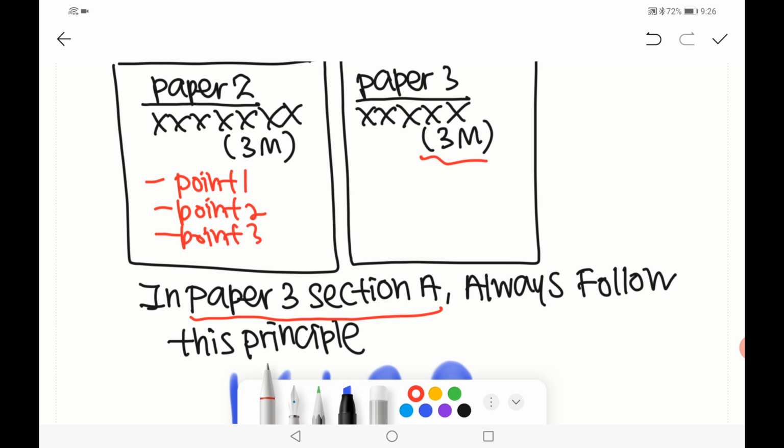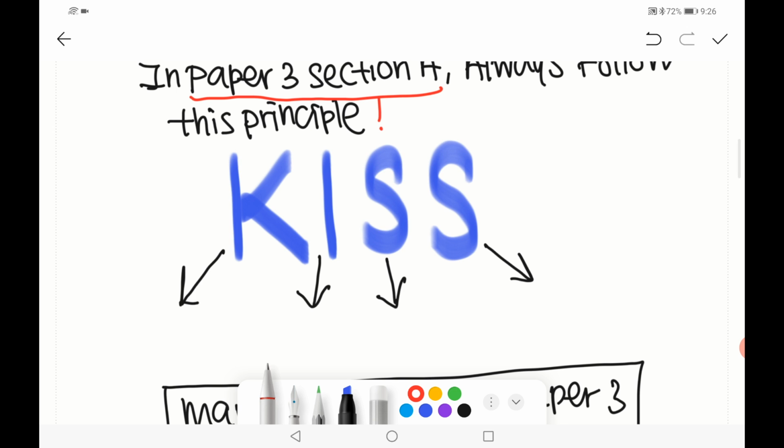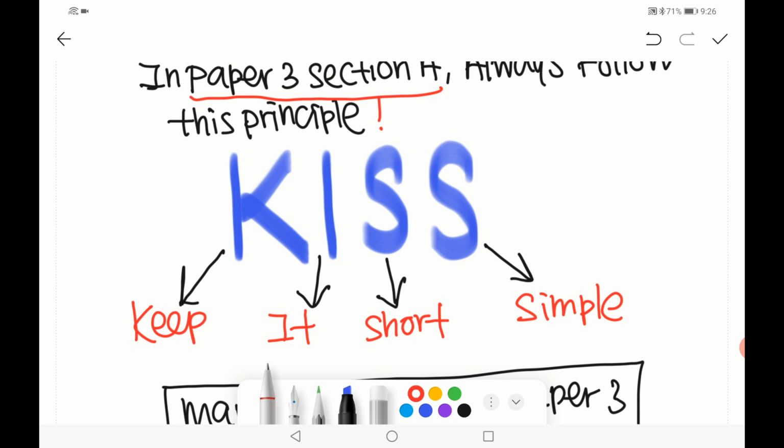So in paper 3 section A, always follow this particular principle. We call it KISS. What it means, guys, is keep it short and simple. I want you to keep it short and keep it simple. So I don't need you to answer paper 3 in a very lengthy way.